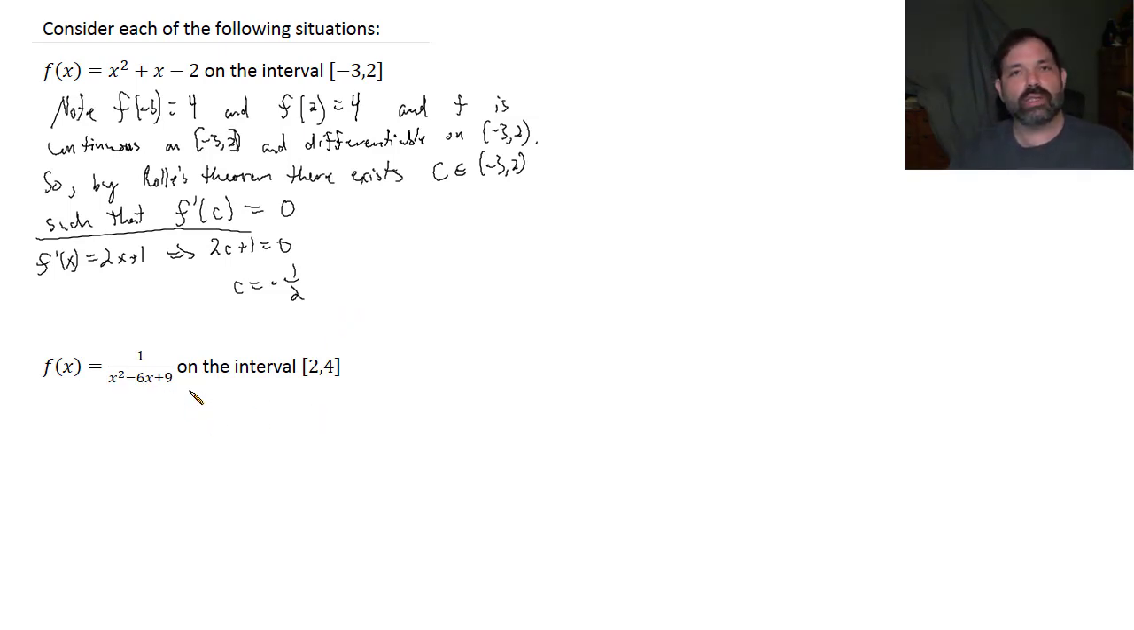Alright, so why don't you try the next one? Let's look at that situation. What if the function is 1 over x squared minus 6x plus 9 on the interval 2 to 4? Does Rolle's theorem apply? Why or why not? And if it does, find the c value.